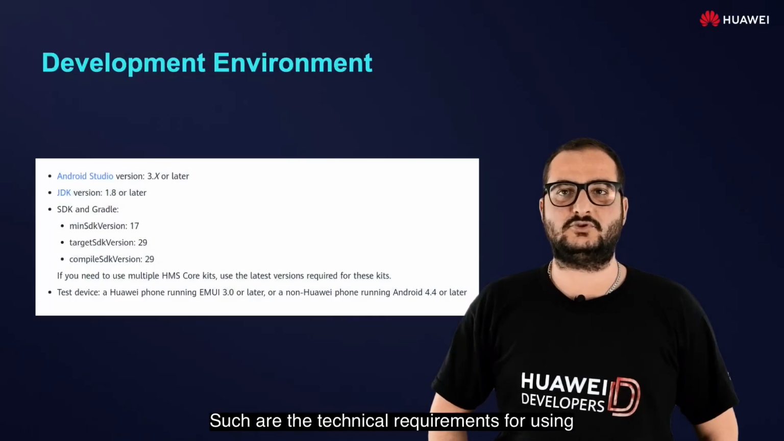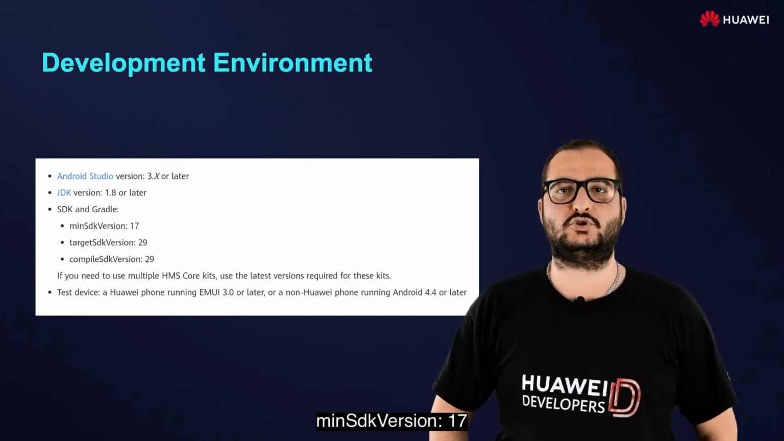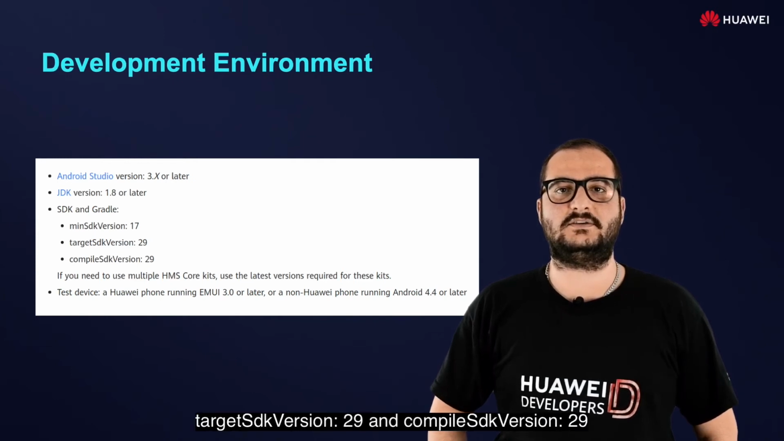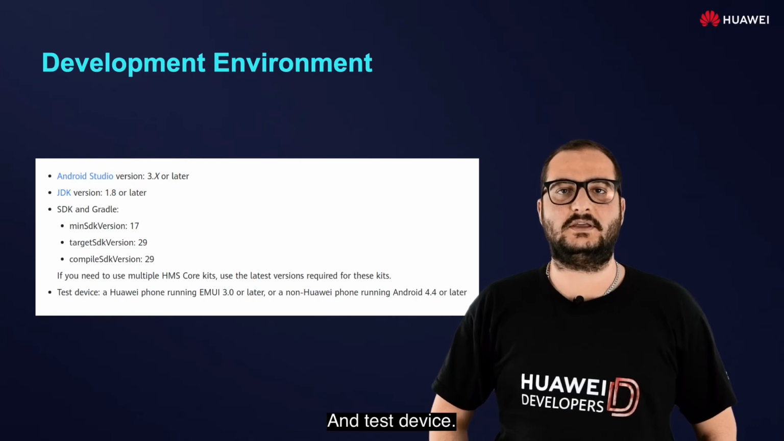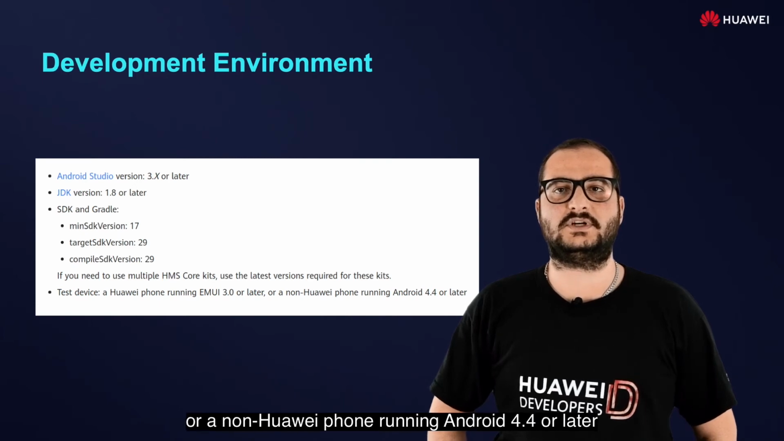Such are the technical requirements for using the Huawei Mobile Services Account Kit in your application. Android Studio version should be 3 or later. Java Development Kit version should be 1.8 or later. Minimum Software Development Kit version should be 17. Target SDK version and Compile SDK version should be 29. And test device, a Huawei phone running EMUI 3 or later, or a non-Huawei phone running Android 4.4 or later.